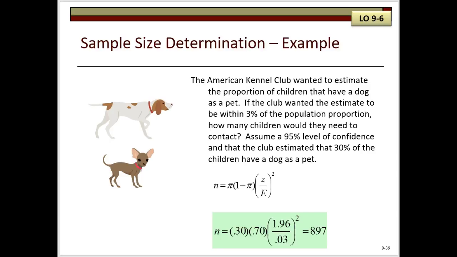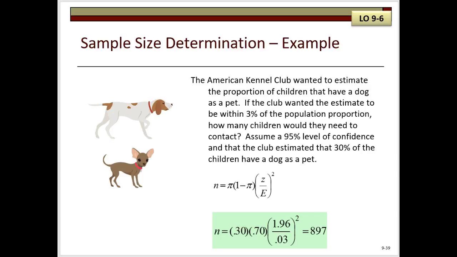We apply the formula for computing the sample size for estimating the population proportion in this example. The American Kennel Club wanted to estimate the proportion of children that have a dog as a pet. If the club wanted the estimate to be within 3 percentage points of the population proportion, how many children would they need to contact? Assume a 95% level of confidence and that the club initially estimated that 30% of the children have a dog as a pet. So we translate the 95% level of confidence into a z-score of 1.96.